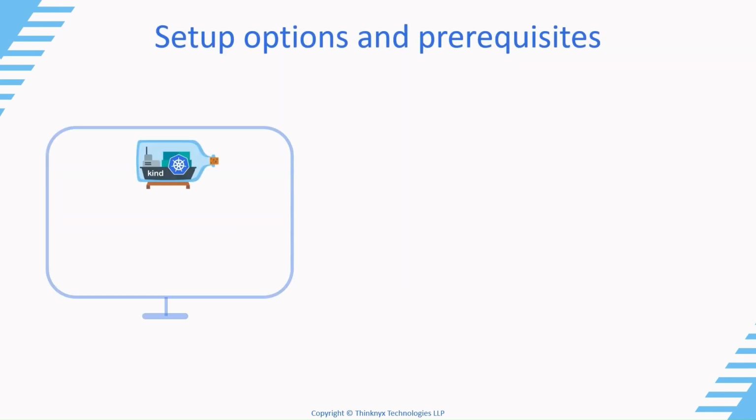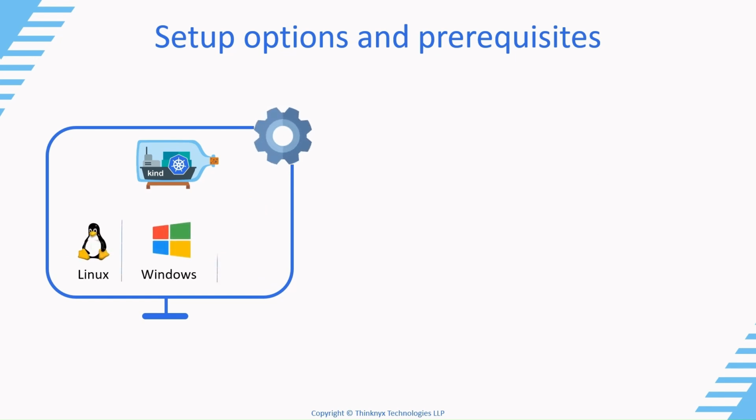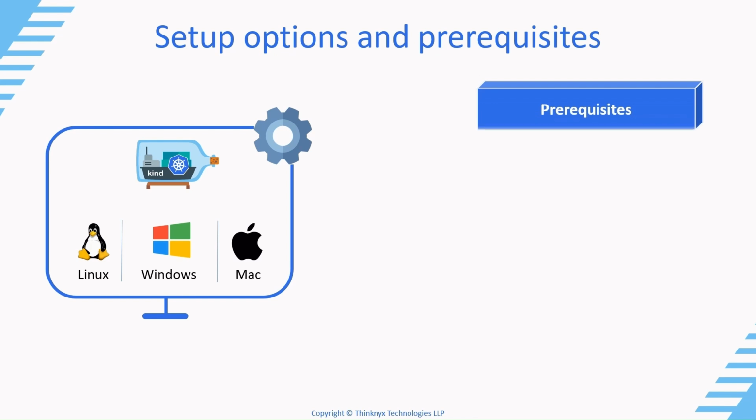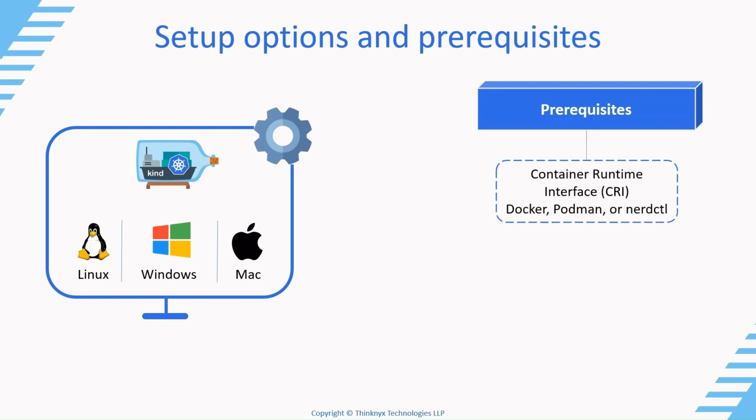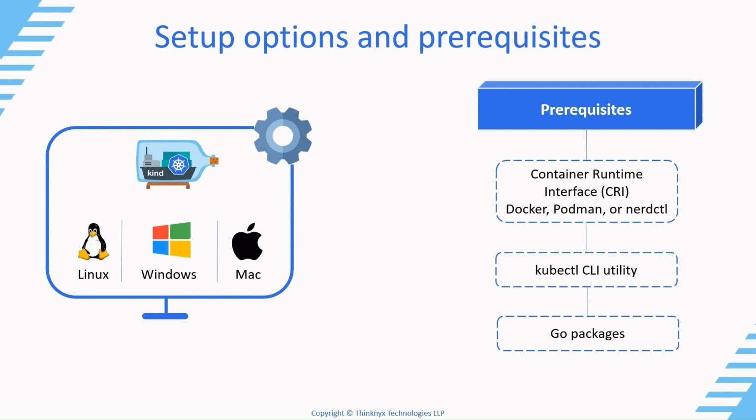Kind can be installed on various operating systems including Linux, macOS, and Windows. The only prerequisites are having a container runtime interface such as Docker, Podman, or nerdctl, the kubectl CLI utility, and Go packages. To install Kind, simply visit kind.sigs.k8s.io and follow the installation instructions tailored for your operating system.